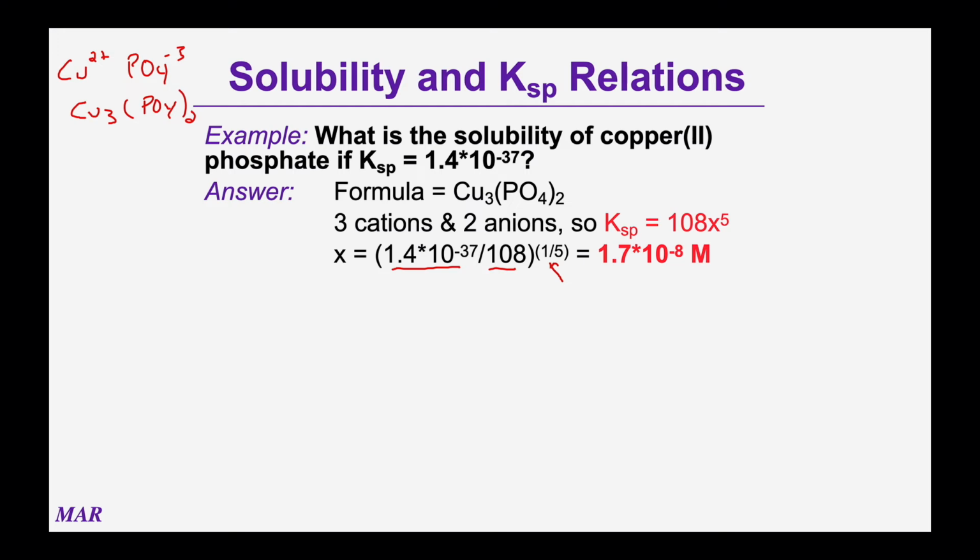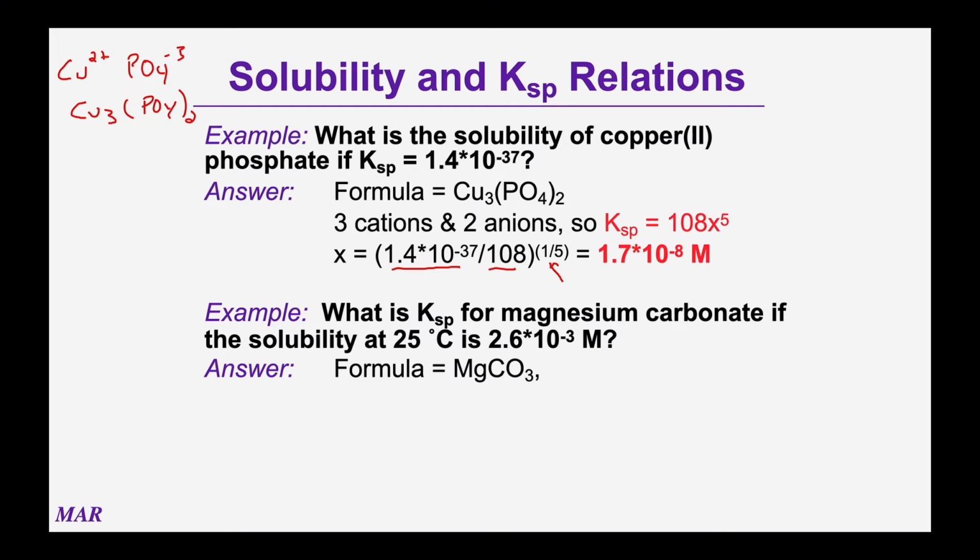So copper 2 phosphate will not form a solid unless those ions are pretty small, like that number right there. In reality, the copper would be 3 times that number, and the phosphate would be 2 times that number. But don't even worry about that right now. This is a cool way to go from an equilibrium constant back to solubility, or from solubility to Ksp.